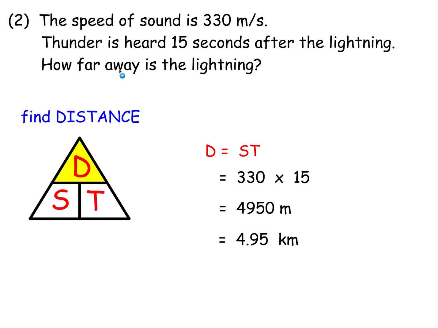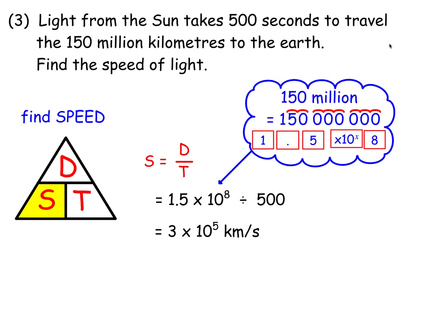This one, which was how far away was the lightning, we're finding the distance, so you get the right formula as d equals st. And here, you're asked to find the speed, so that's s equals d over t. The units match up automatically because it's kilometres and it's seconds. So it's going to come out as kilometres per second, so you don't have a unit problem here.